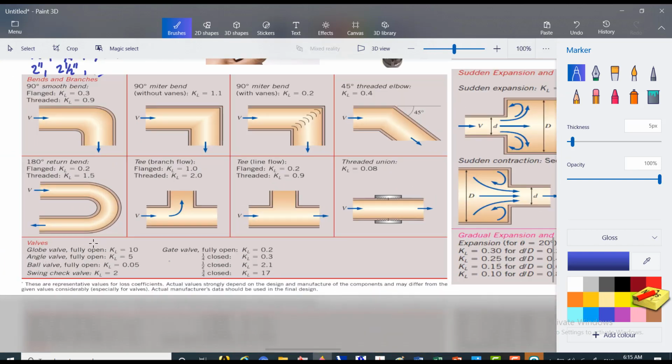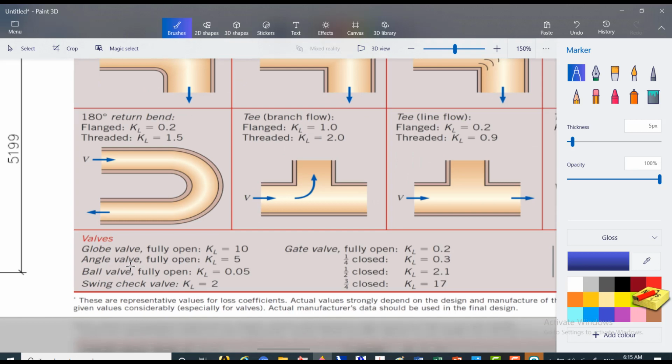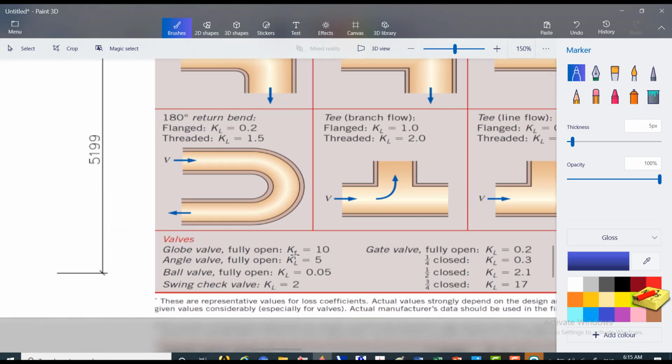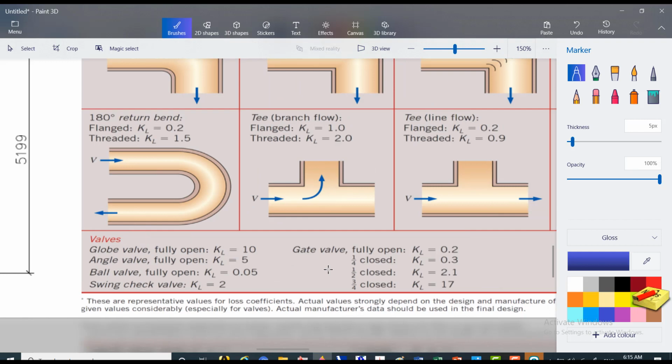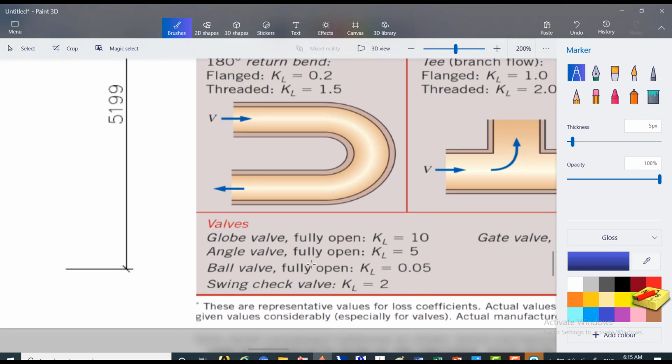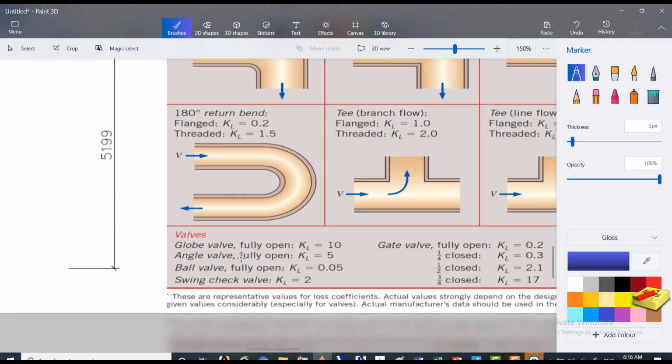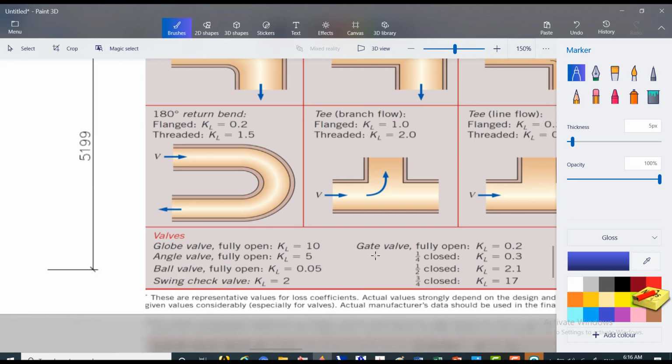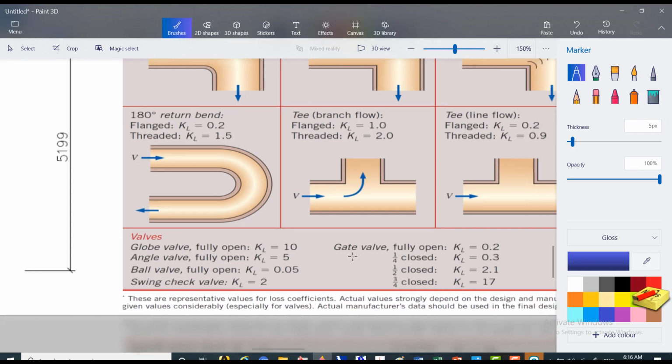For the gate valve naman, gate valve is considered as fully open. So for gate valve fully open, we have KL, we have your 10. So makita nyo, we have also globe valve here, swing check valve, angle valve. So this is globe valve pala, sorry. So globe valve, ano bang itsura ng globe valve?